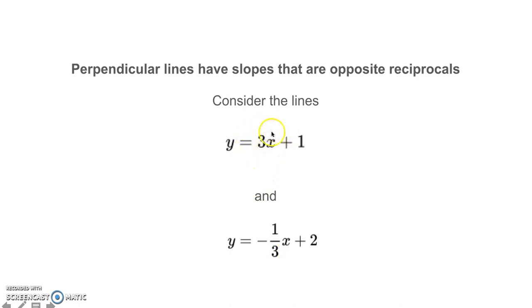This line has a slope of 3. This line has a slope that's the opposite, negative instead of positive, and the reciprocal. This is really 3 over 1. Flipping that over, we get 1 over 3. So we've changed the sign and flipped over that fraction. The slopes are opposite reciprocals.